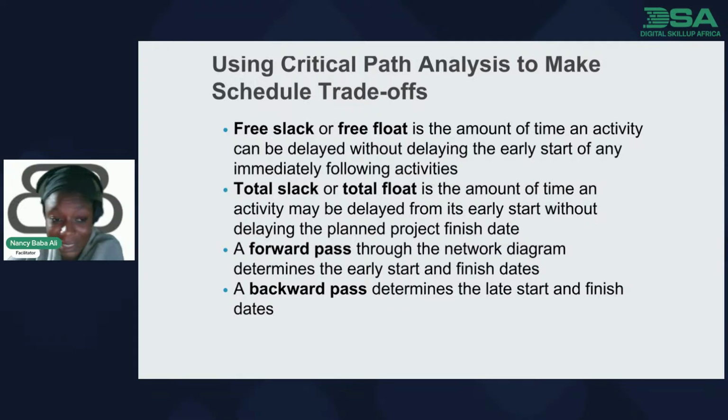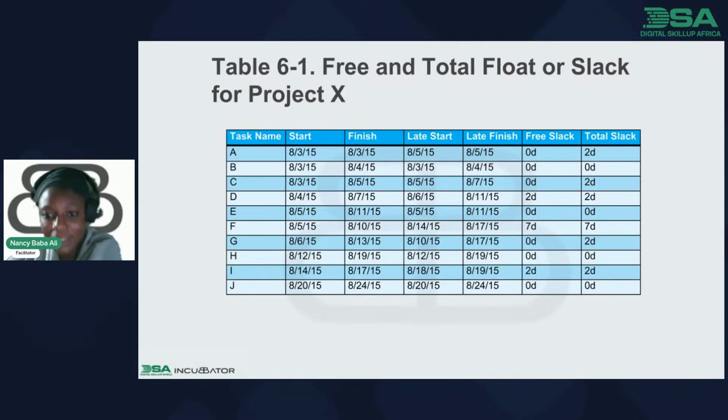So the next slide we're supposed to enter. Do not be scared. This is a table of float and slack. So instead of diagram form, this is in tabular form. It shows you the task names, A, B, C, D to J. You'll see start, the days you've planned to start, and we used the 3rd of September, 15, and then finish, which is supposed to be that same day.